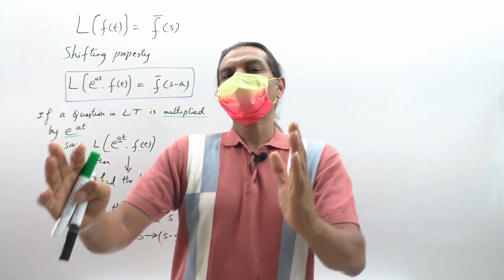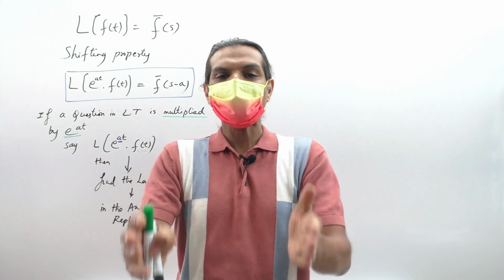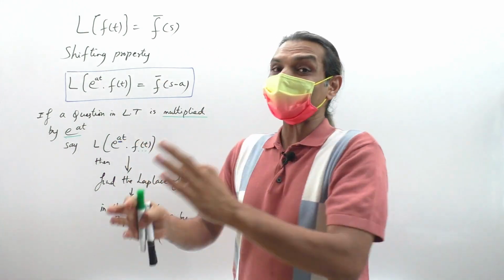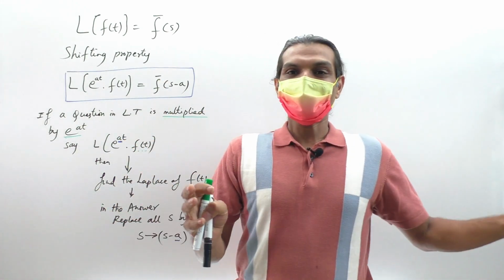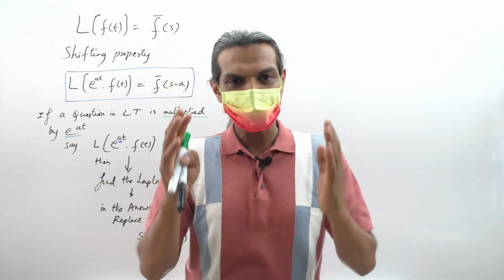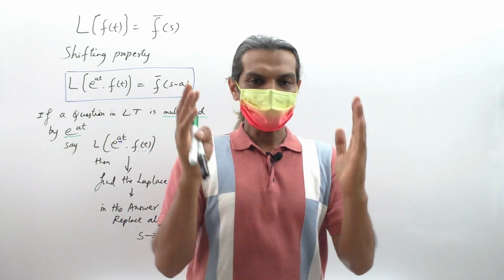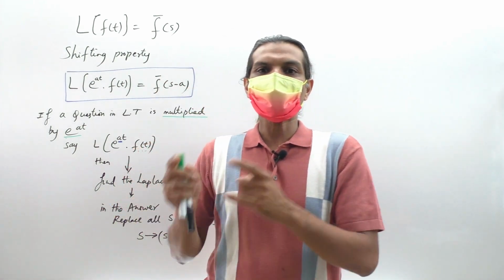Whatever is there beside it, find the Laplace transform, and whatever answer you get, replace s by s minus a in the answer. That's the use of it. That's it. So you'll better understand this while solving some problems. So now let's solve some problems to make this property perfect and fit in.